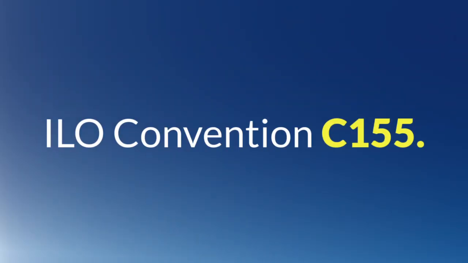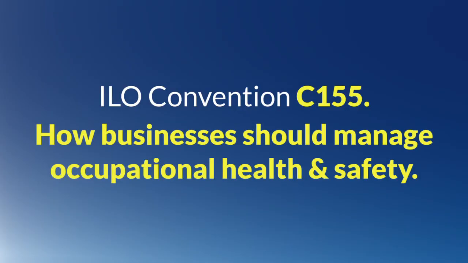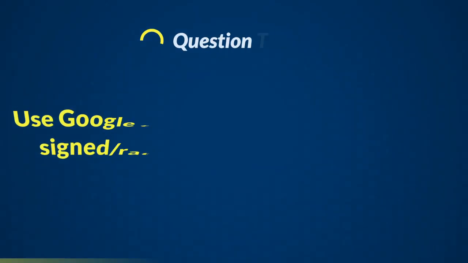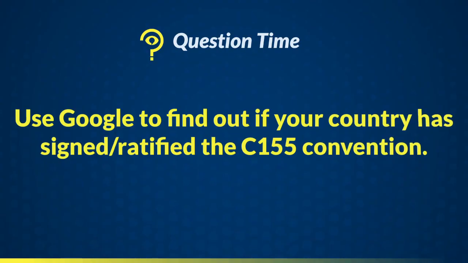Now, we're going to talk about ILO Convention C155. This is the ILO's main convention on how businesses, how organizations should manage occupational health and safety. ILO C155. We're going to take a moment to pause, and I would like you to use Google to find out if your country has signed and ratified the C155 convention.